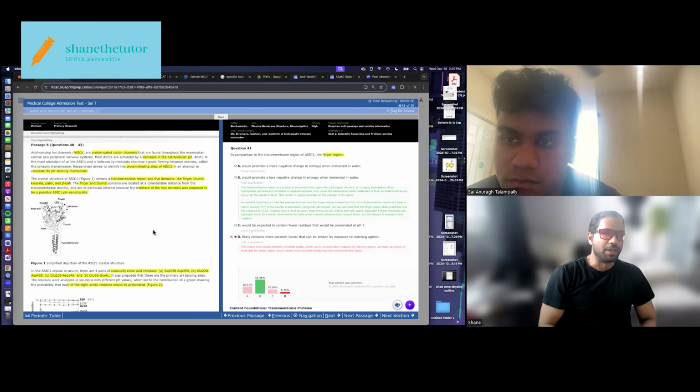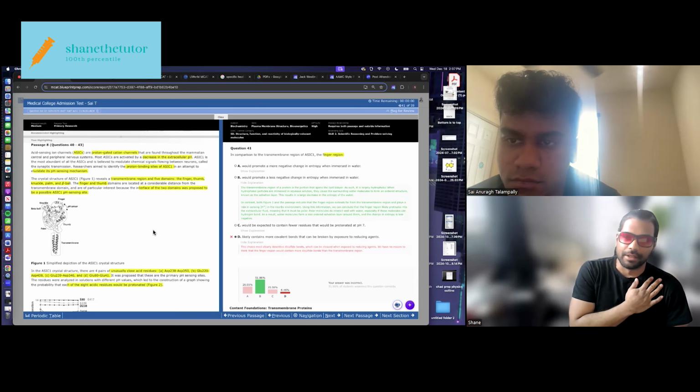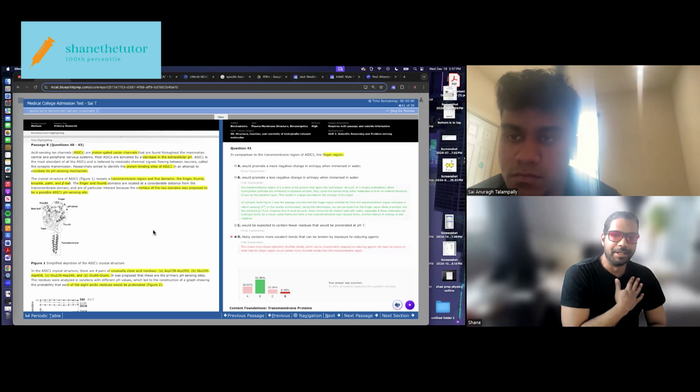So C is saying that the finger region would have fewer protonated residues. It should have more protonated residues, right? So it's interacting with the water. But charged amino acids would be located not in the transmembrane region, right? So that's what C says. So C is wrong because it should be more residues.